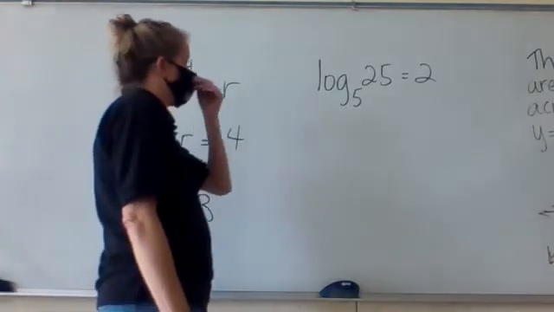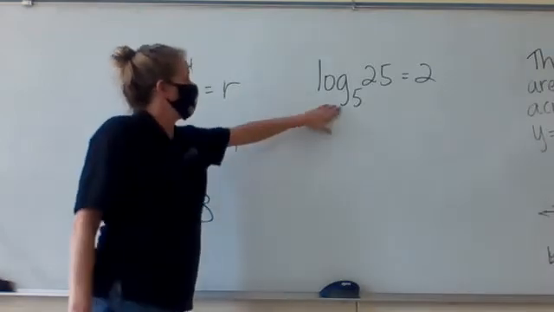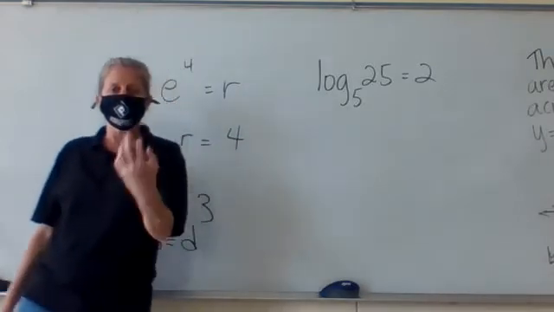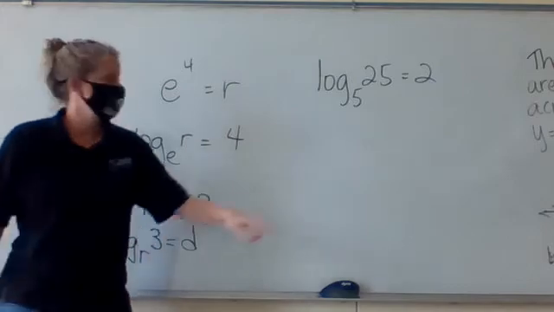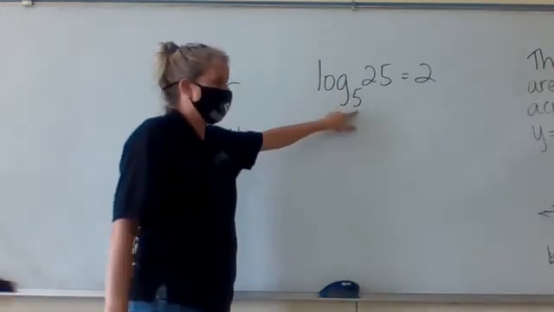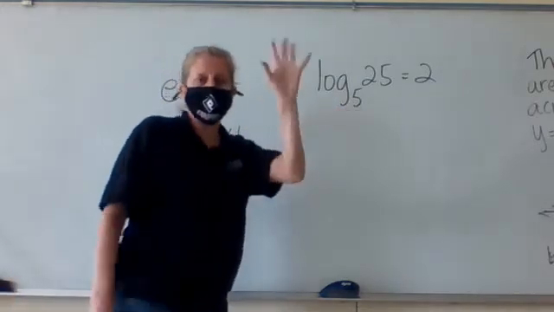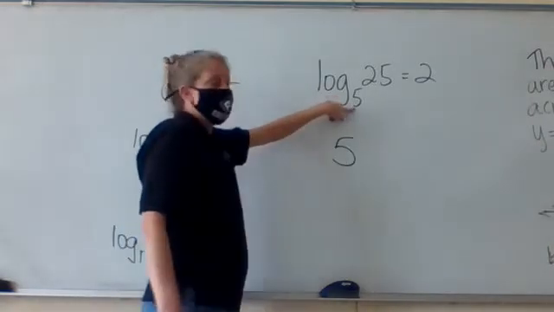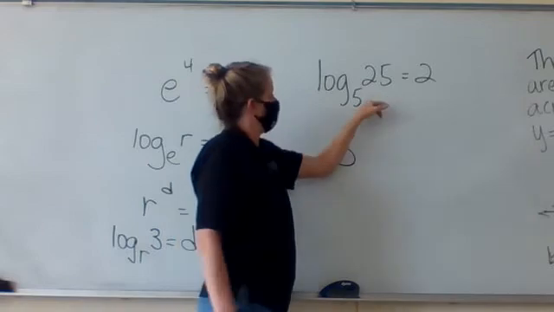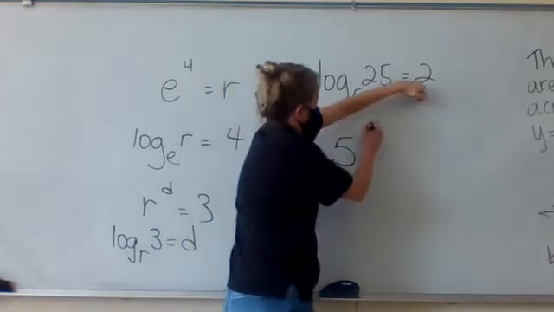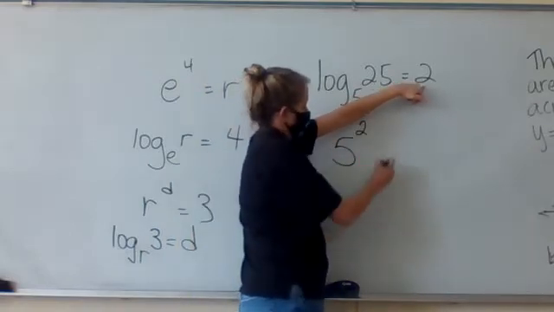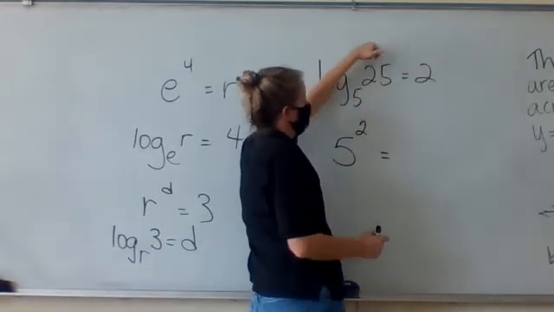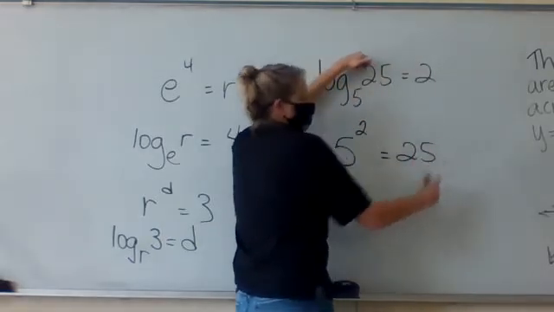If I want to write this as an exponent, I need, what is the base? The base is what you're going to start off with. The same thing that's the base of your log is the base of your exponent. So my base is 5. 5 to, what's your exponent going to be? 5 to this power. So 5 to the second power equals 25.